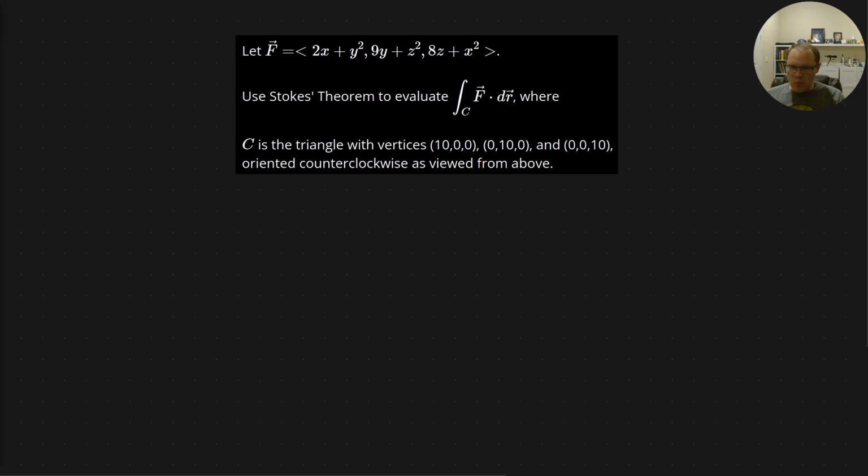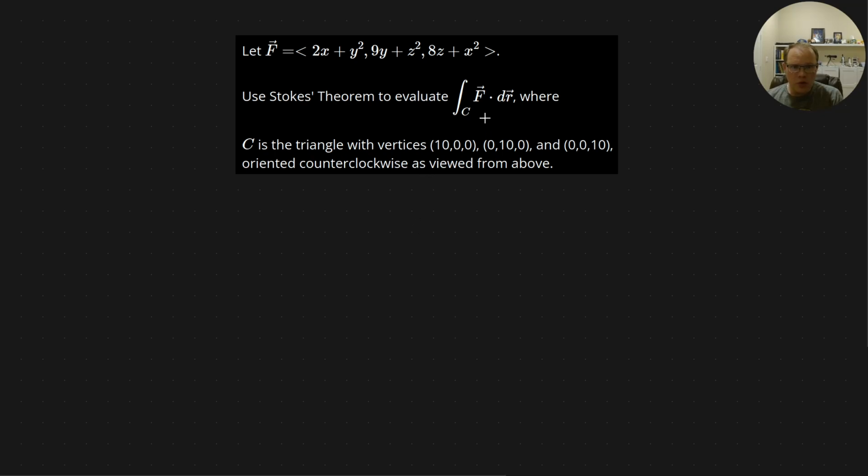Let's take a look at one more example. In this example, we're going to be using Stokes' Theorem again, but we'll be using it in the opposite way. In the last problem, we started with a surface integral and used Stokes' Theorem to change it into an integral over a closed curve. In this example, we're going to do it the opposite way. We're going to start with an integral over a closed curve and turn it into an easier integral over a surface. So we have our vector field F.